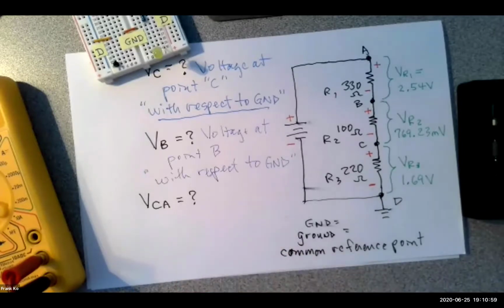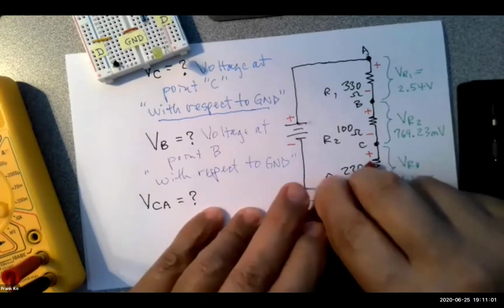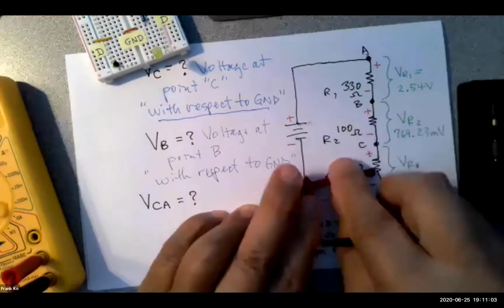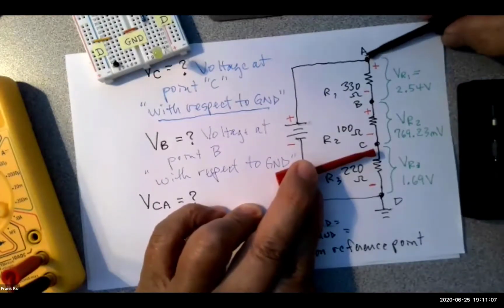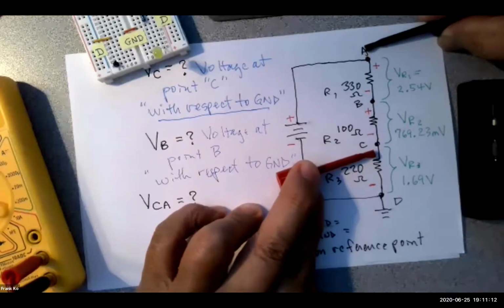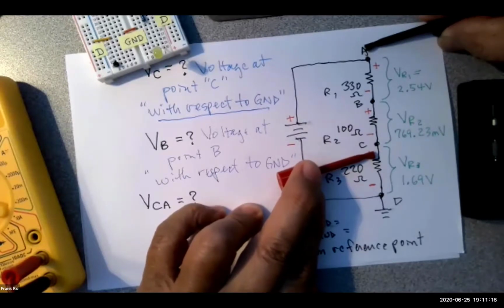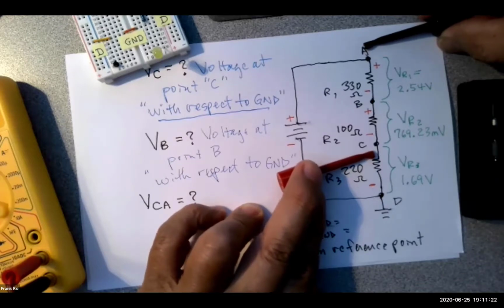So watch what happens. I'm going to put my red probe on my paper at point C. I'm going to put my black probe up here at point A. Do I have a quantity between these two? Yes, I do. I happen to have two voltage drops, VR1 and VR2. We already know that if I have two voltage drops between these two probes, we're going to add them together.